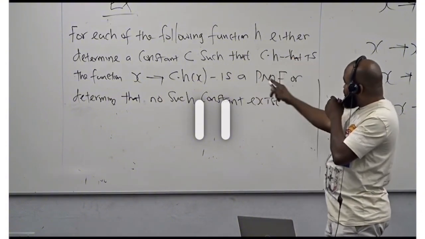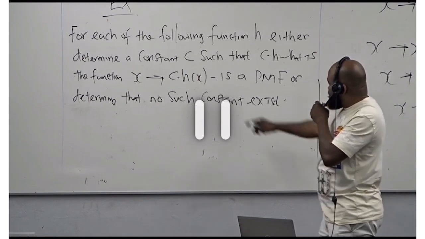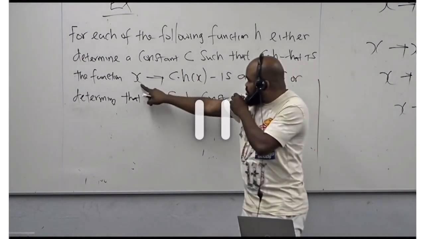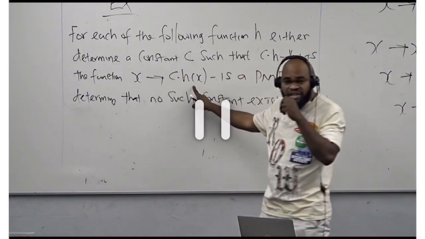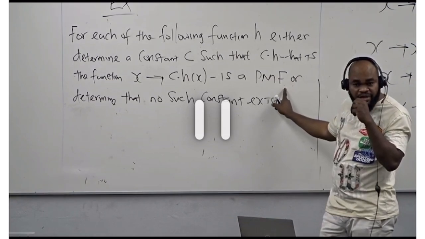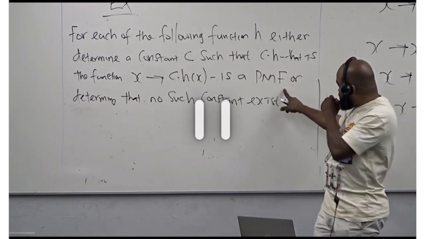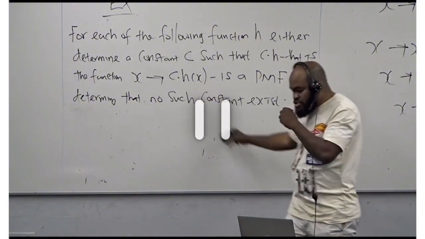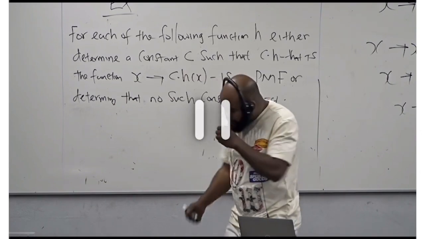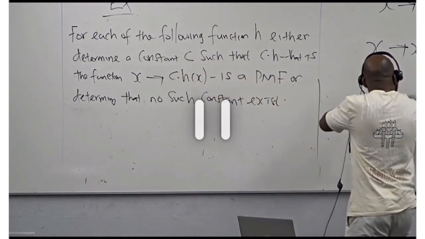For each of the following functions H, either determine a constant C such that C dot H, that is the function mapping from S to C multiplied by H of S, is a PMF. Of course, yesterday we talked about the PMF, the probability mass function for a discrete random variable, or determine that no such constant exists. Now, I'm going to give you the first question.